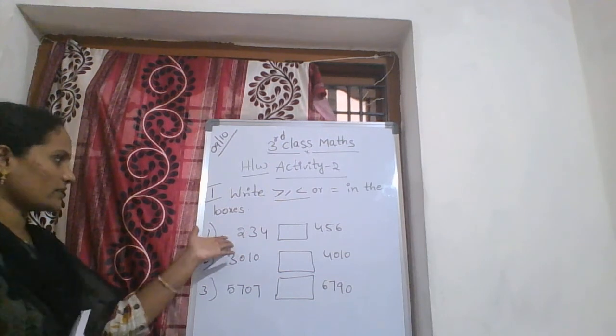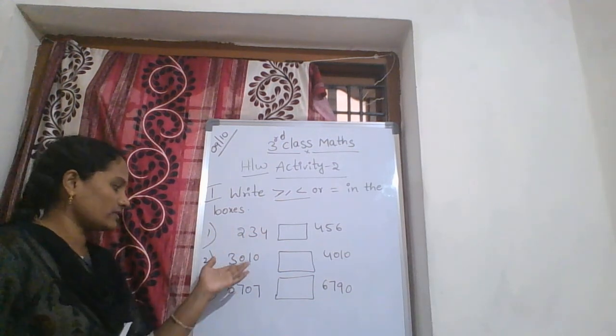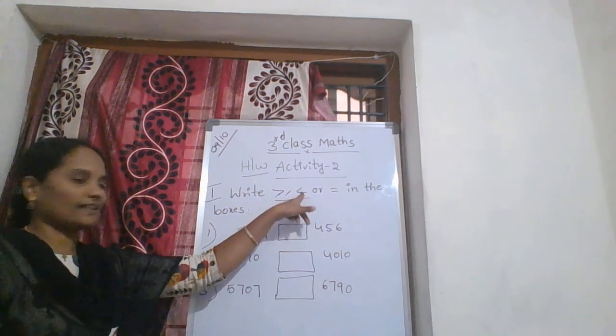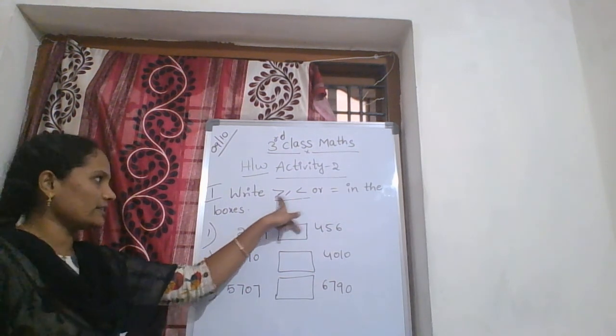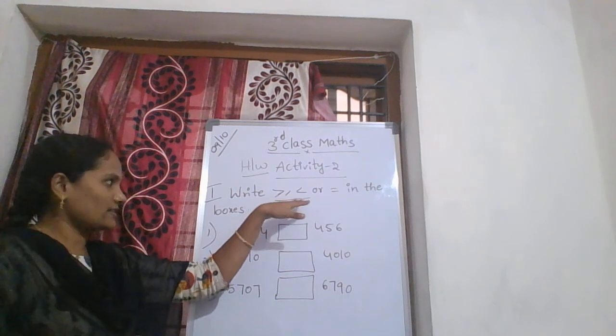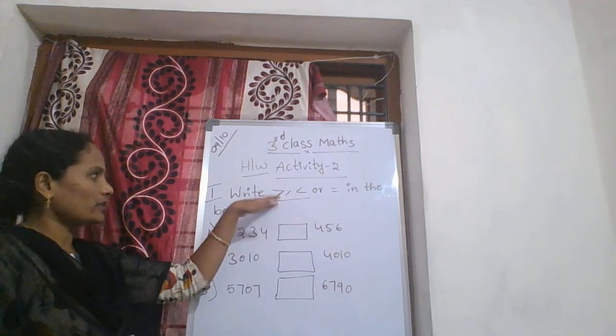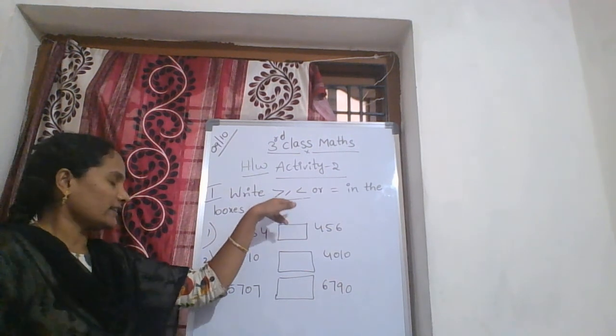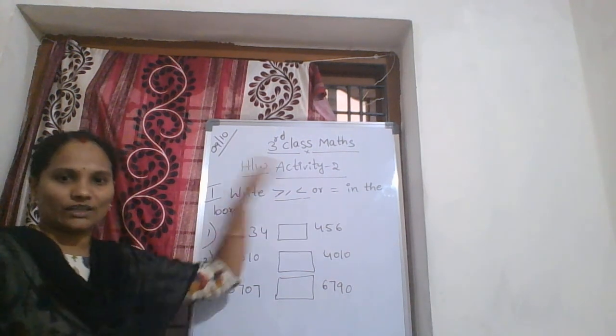Do this trick. First one, 3 digits. These both are 4 digit numbers. Compare like that. This is less than, and this one is greater than, and this one is equal. These symbols, how to read the symbols, keep in your mind. L for less than, and greater than and equal. Okay.